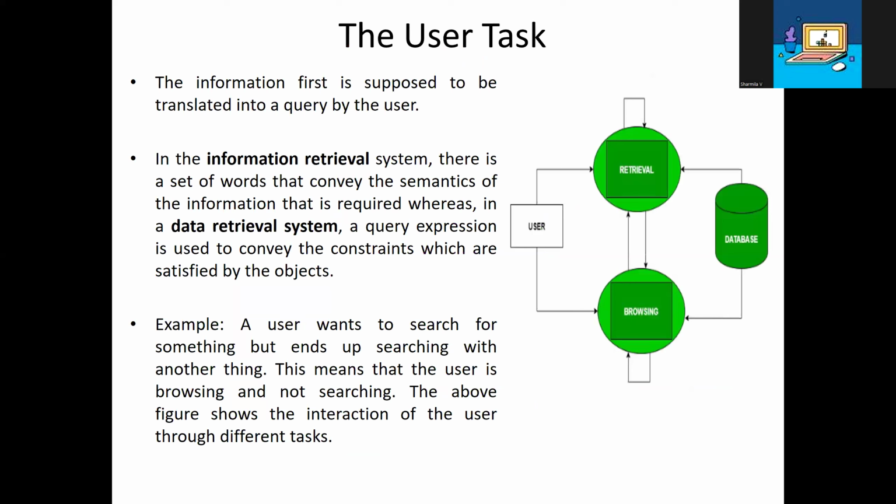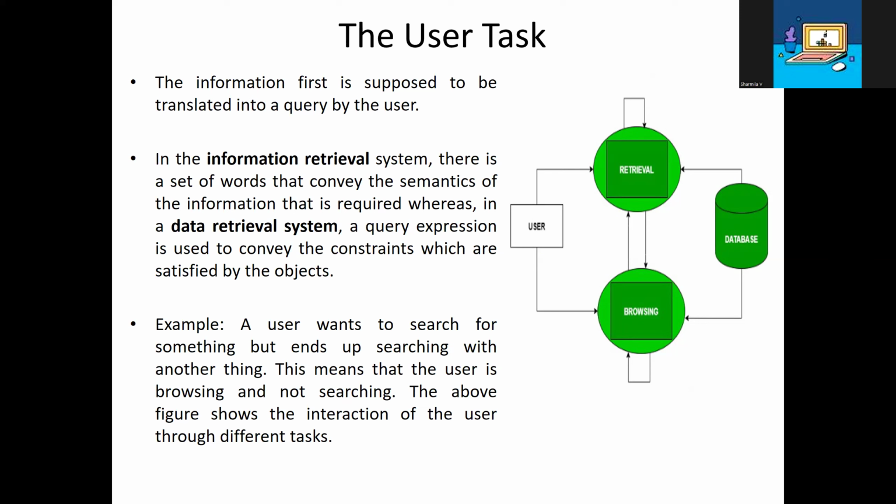The information need is supposed to be translated into a query by the user. In the information retrieval system, there is a set of words that convey the semantics of the information that is required, whereas in the data retrieval system, the query expression is used to convey the constraints which are satisfied by the object. A user wants to search for something but ends up searching for another thing.